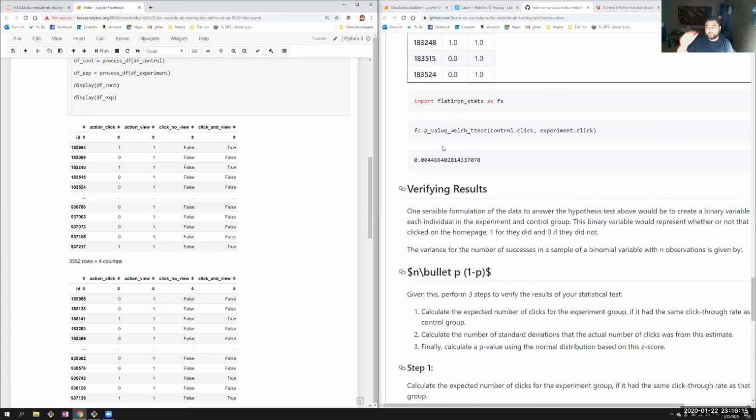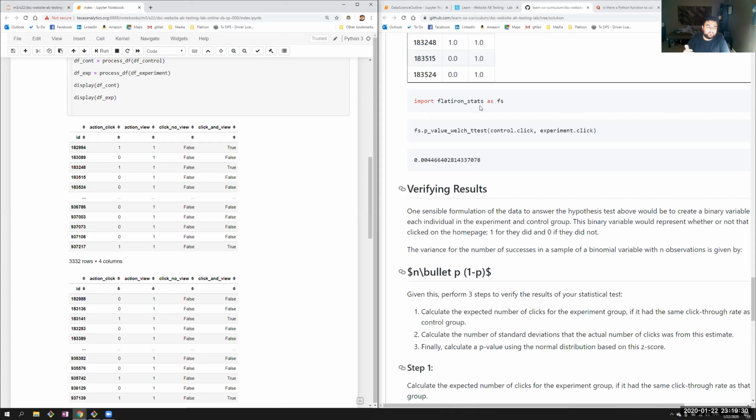Then they do a p-value Welch test using Flatiron Stats. Oh, because they imported the thing that we did before. I was thinking that I should do the Welch test because the two populations have different sizes, and I don't know that they have the same variance.